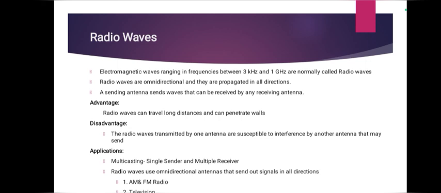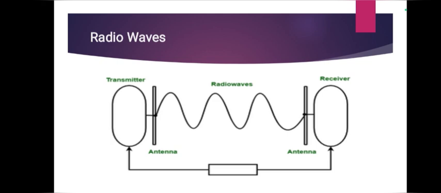The advantages of these waves are they can travel long distances and can penetrate walls. The disadvantage is that a radio wave transmitted by one antenna is susceptible to interference by another antenna that may send. The applications are multicasting, single sender and multiple receivers, omnidirectional antennas that send out signals in all directions, AM and FM radio. This is the diagram of the transmitter and receiver side, showing how the antenna transmits through radio waves.